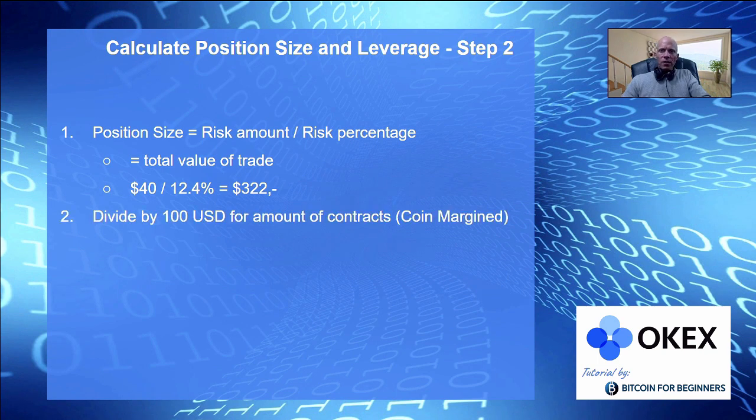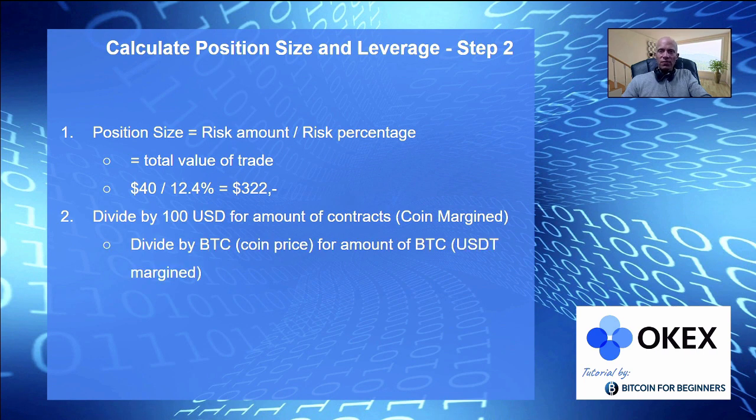Because we can only buy contracts of $100 per contract, we need to divide the order size value by 100 to get the amount of contracts. Or divide by the coin price to get the amount of, in this case, BTC in case of USDT margin perpetual swap. You can round it off either to the upside or downside, but keep in mind that this will respectively increase or decrease your eventual risk amount inevitably. My preference would be to be on the safer side, so I round it off to the downside. So in this case, 3 contracts.